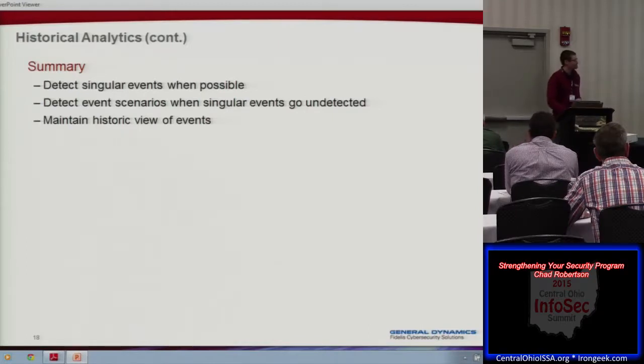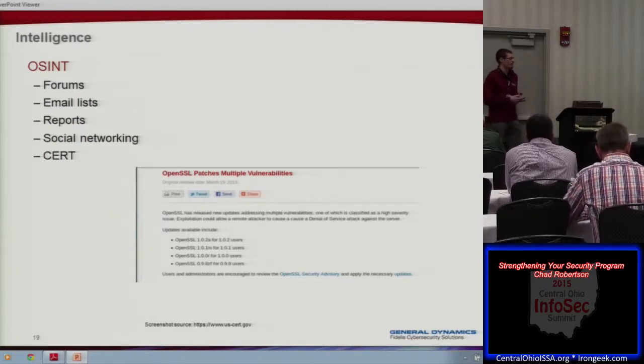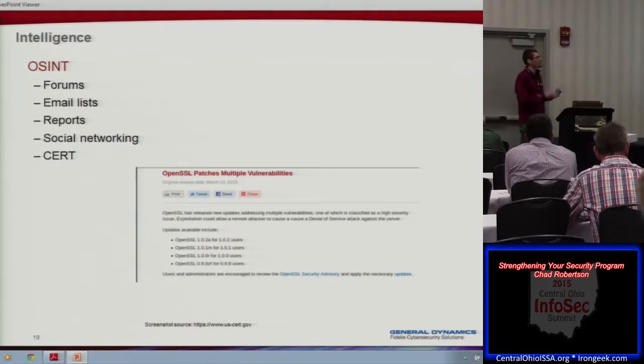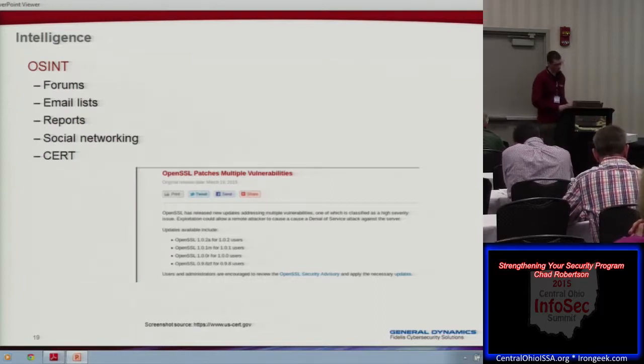Next is intelligence. There's a variety of intelligence sources. We get lots and lots of intelligence: there's intelligence from forums, open source intelligence, email lists, lots and lots of malware reports, social networking, Twitter, those kinds of things are constantly sending new information. ISACs, InfraGard, US CERT, all these places. And so what do we do with all this stuff?